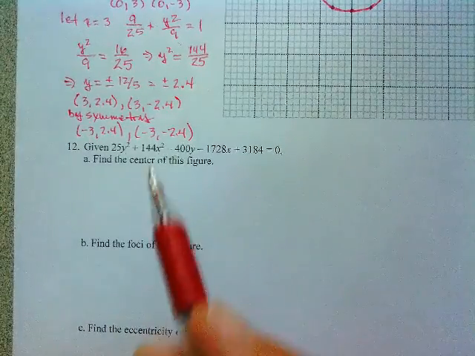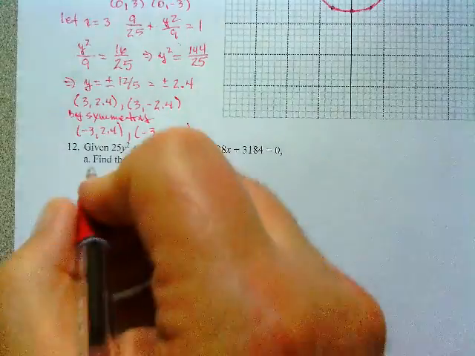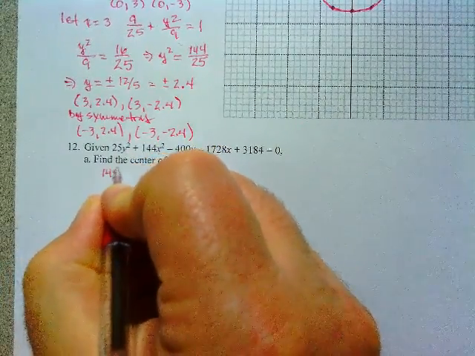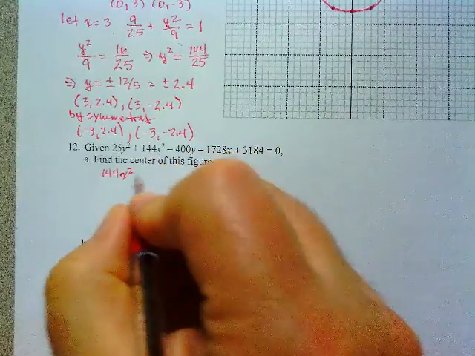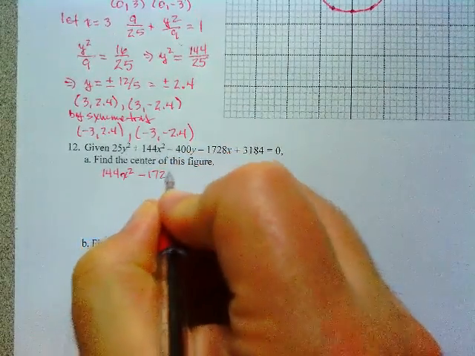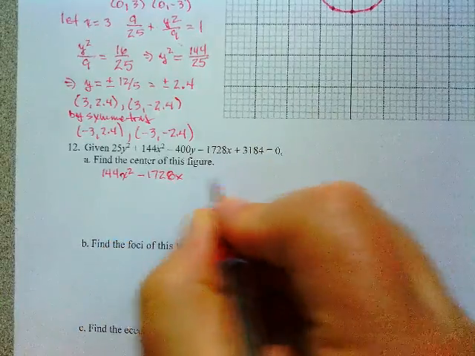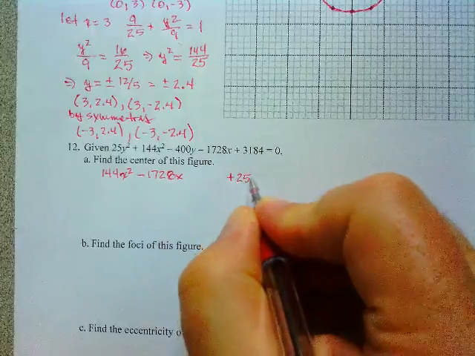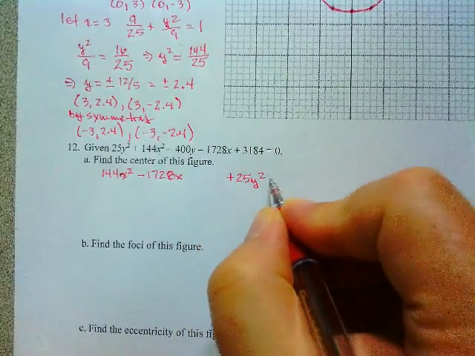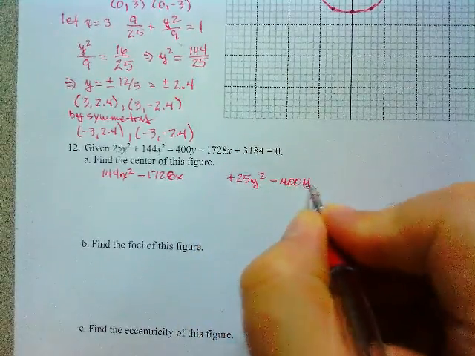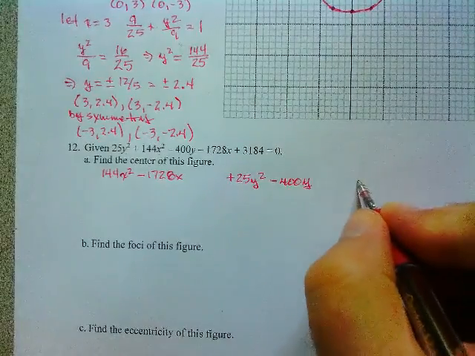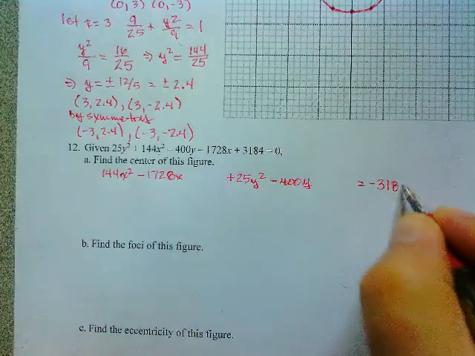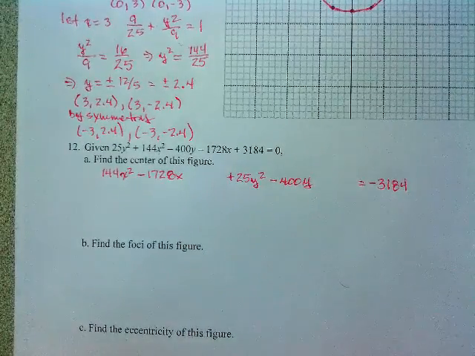So first off, we'll go ahead and rearrange things. We have 144x squared, subtract the 1728x, put in some space, then we'll have the plus 25y squared, subtract the 400y, some more space, and then the 3184 on the other side, so now it's negative 3184.